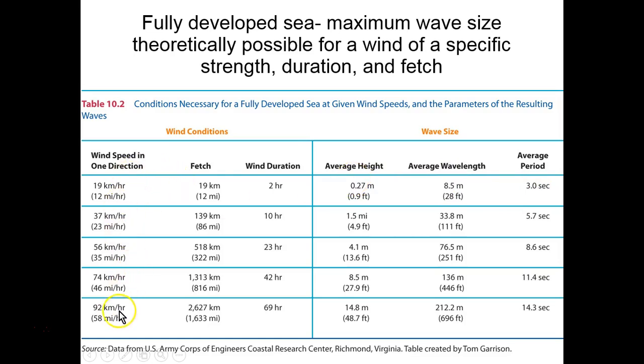But if we jump up here, if you have a wind speed of 92 kilometers per hour, a fetch of 2,627 kilometers, and that wind is blowing for 69 hours, you can end up with waves that are on average 14.8 meters high, 212.2 meters long, and with a period of 14.3 seconds.